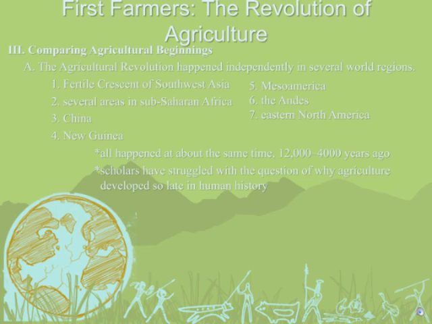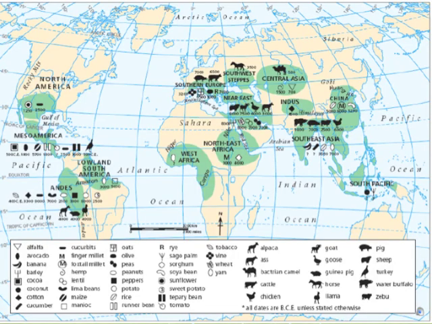All right, comparing agricultural beginnings. The agricultural revolution happened independently in several world regions. We're looking at the first three as your major areas, and then 4 through 7 are some of the more minor areas, but we are going to look at all of those so you have a good comprehensive understanding of the transition within world history when we start discussing some of these other regions of the world later in some of the other chapters. So the next slide is a good map of where those are.